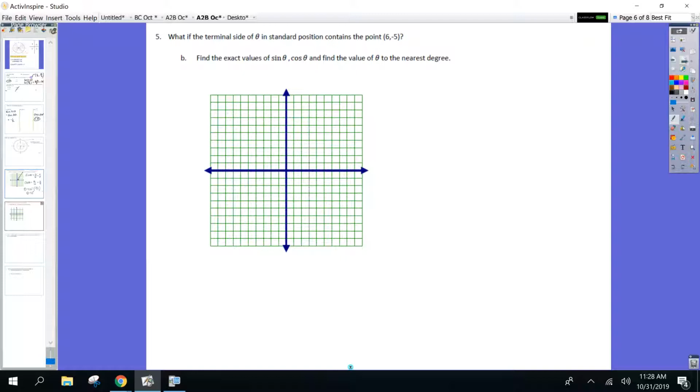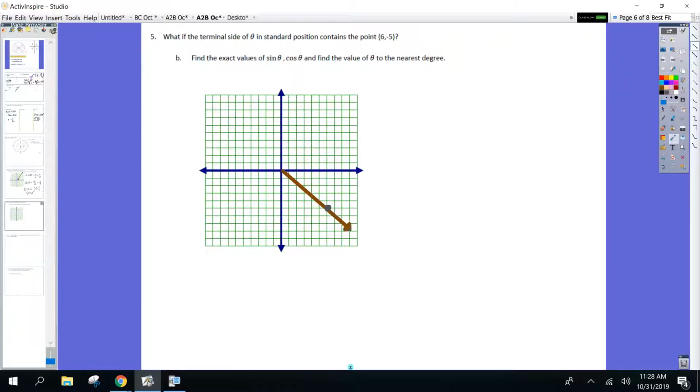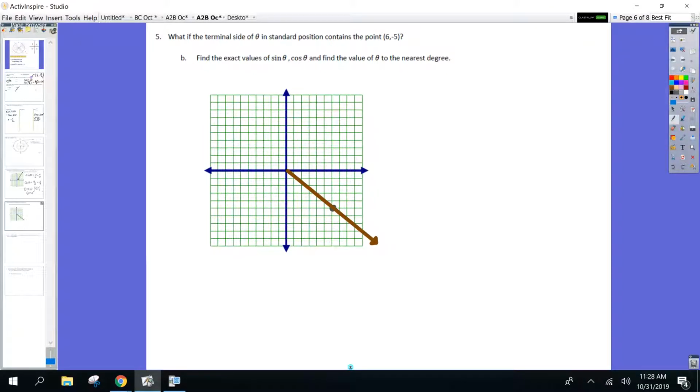6, -5. Let's do the same thing. 6, -5. Okay, so theta now is that angle in the fourth quadrant. Do you see the right triangle we could make? Just draw a line up from 6, -5. And just like we did for the last one, can you label 2 of the sides? Find the lengths of 2 of the sides.